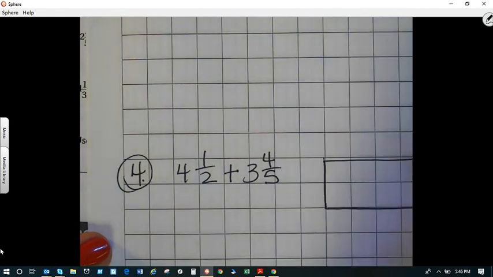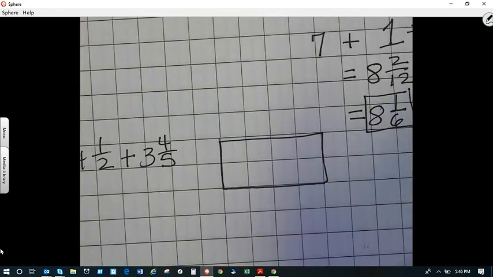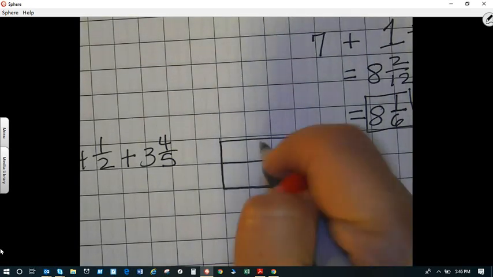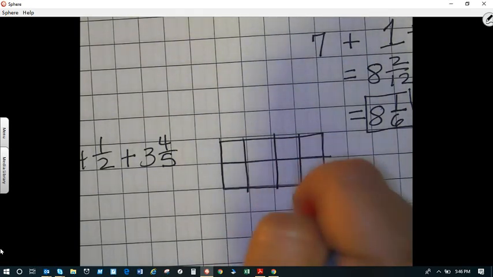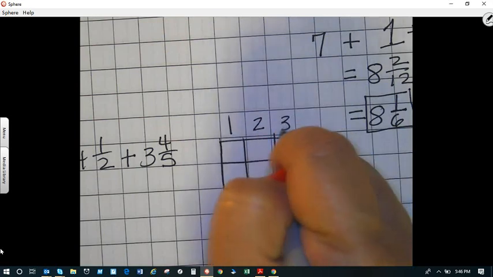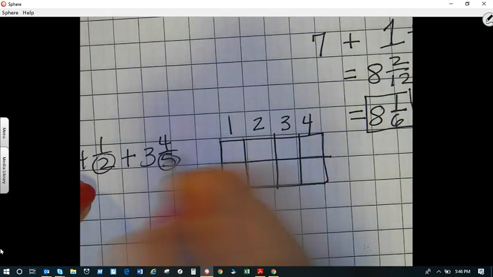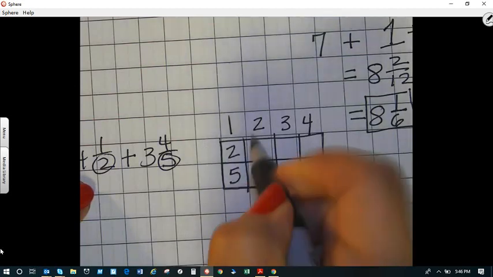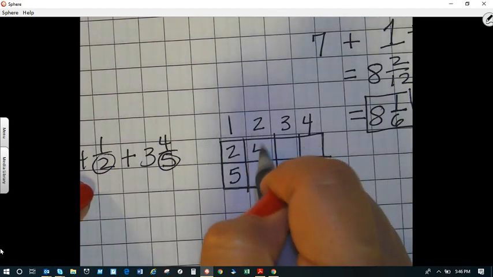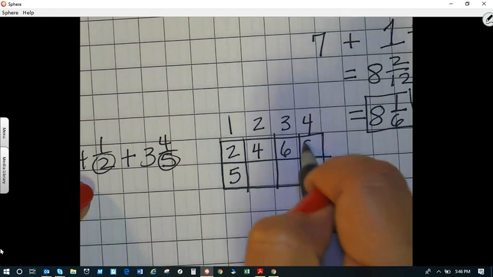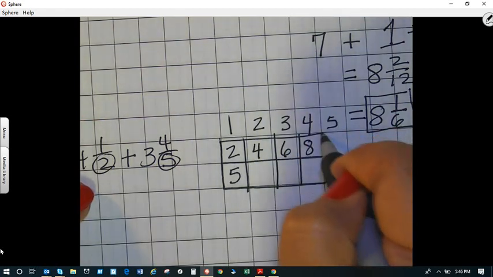I'm going to make my box, draw my line, make my columns, number my boxes, circle my denominators. It's a 2 and a 5. So I have 2, 4, 6, 8. Looks like I need to add another one.